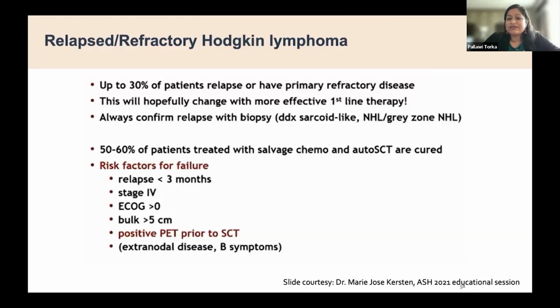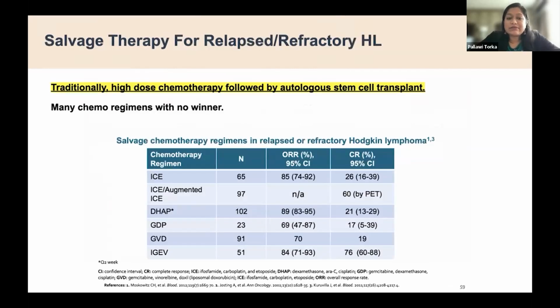What are the risk factors for failure? If you have a patient with primary refractory disease, if you have stage 4 disease at relapse, if a patient has bulky disease, if you take a patient to transplant with a positive PET scan, which means partial response, if you have extranodal disease, or if it took more than 1 line of salvage to get a patient to remission before a transplant. So what are the different salvage therapies?